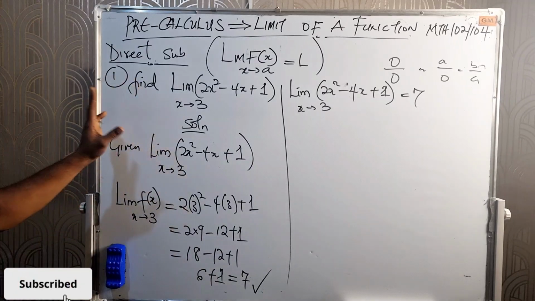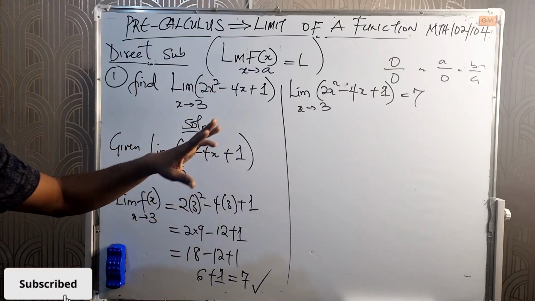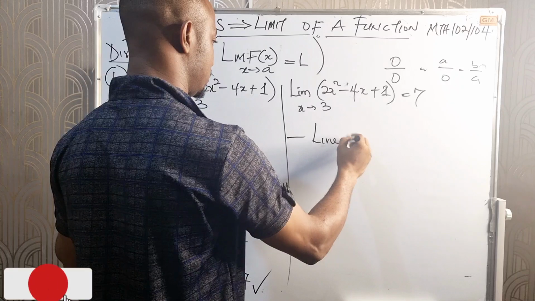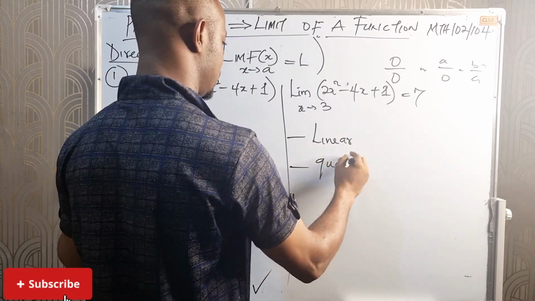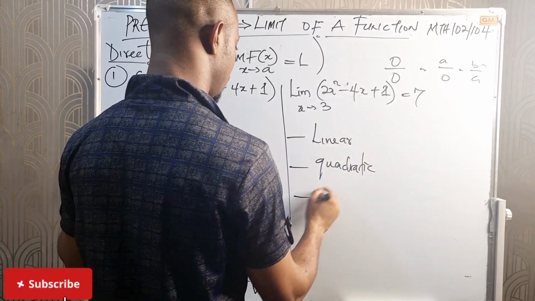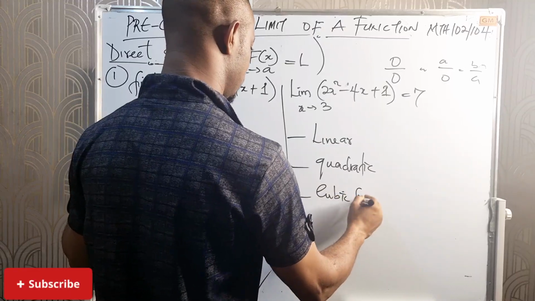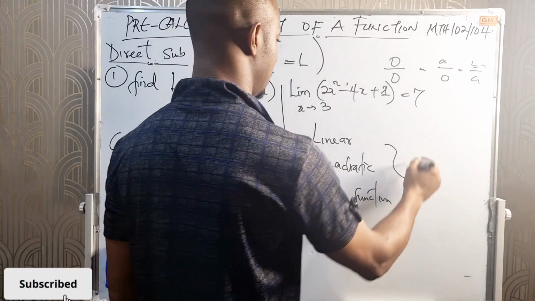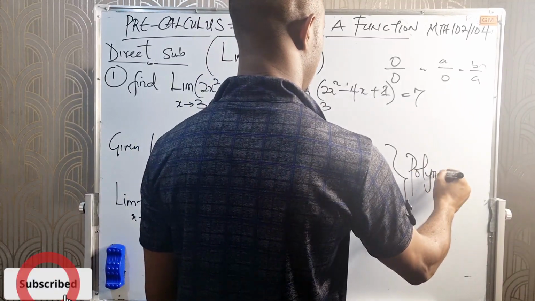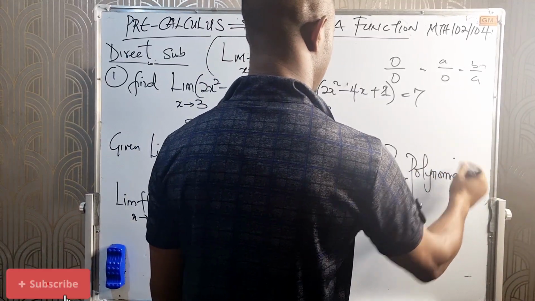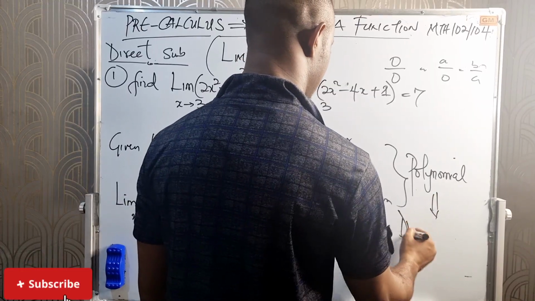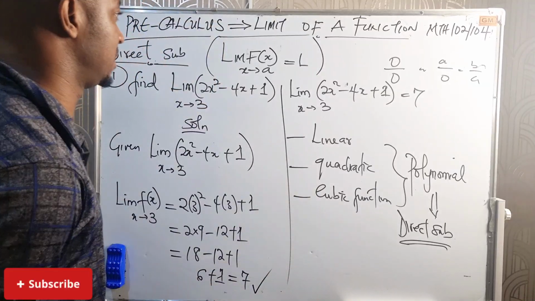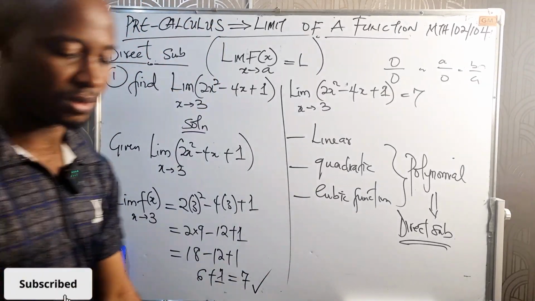Okay, so this same rule applies for all polynomial functions. It applies for linear functions, quadratic functions, and cubic functions. It also applies for some other functions, but I'm just saying that under polynomials, just apply direct substitution. Apply direct substitution to solve for your limits. Please take note.